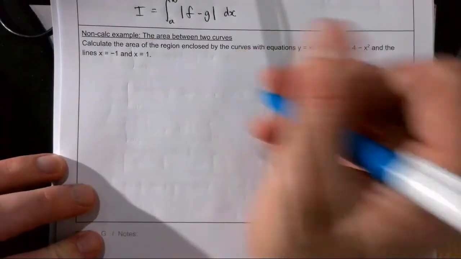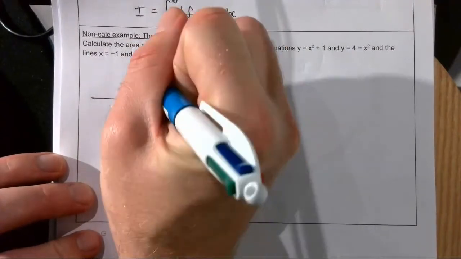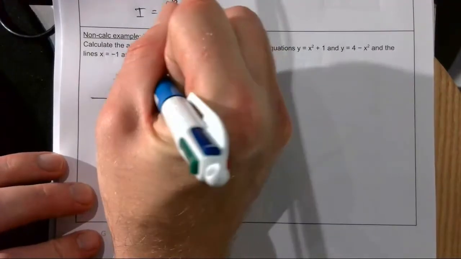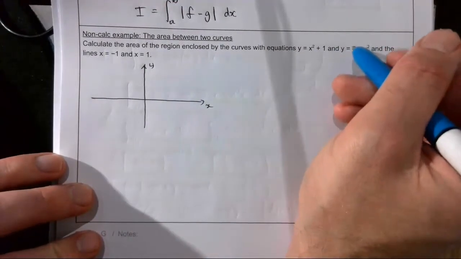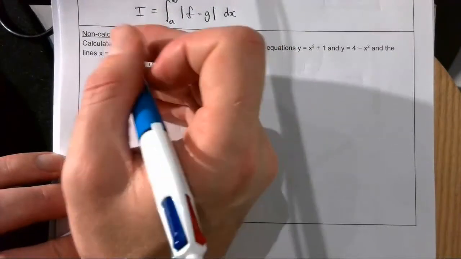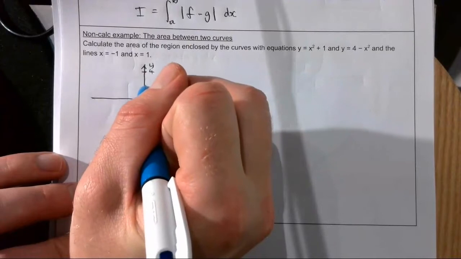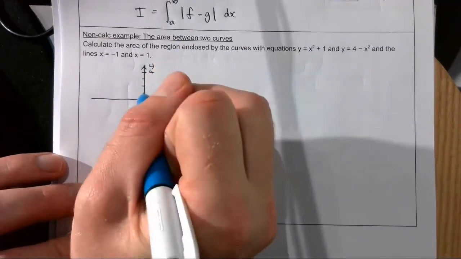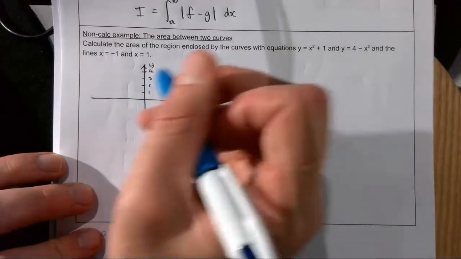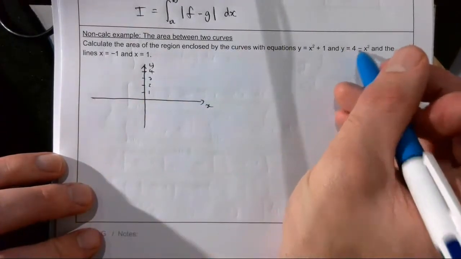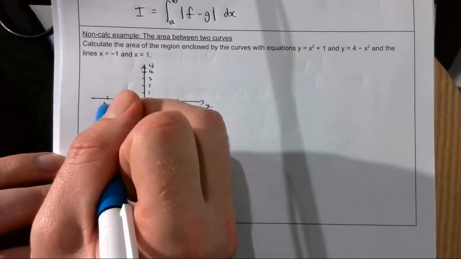Okay, so we're trying the first one here. Always good to do a sketch. Let's see, what does this look like. So, x and y. The two functions I've got are x squared plus 1 and 4 minus x squared. So, I'm going to have relevant points here of 1, 2, 3, 4. 4 minus x squared is going to cross the x-axis at 2 and minus 2, so we can do it like this.